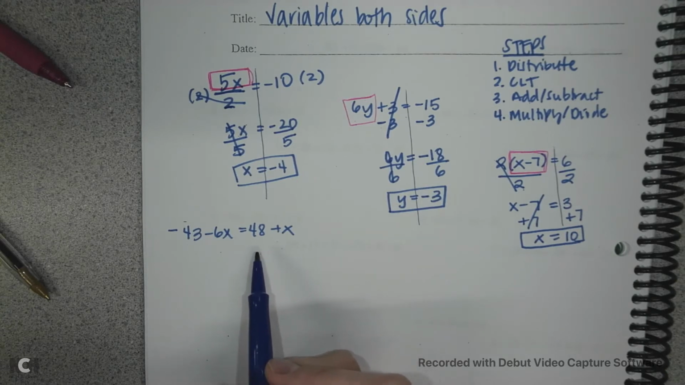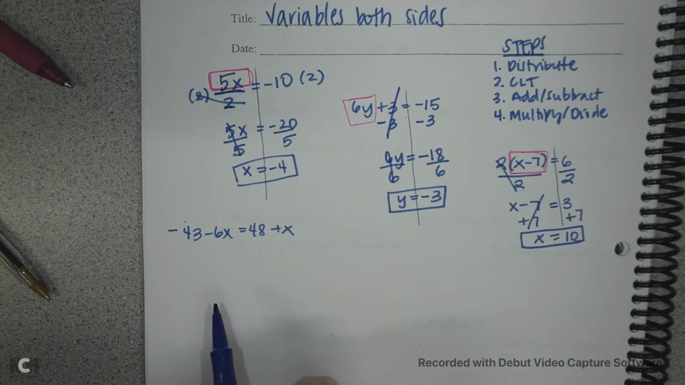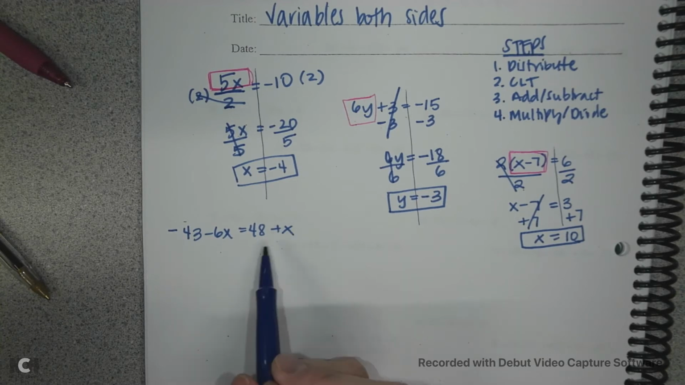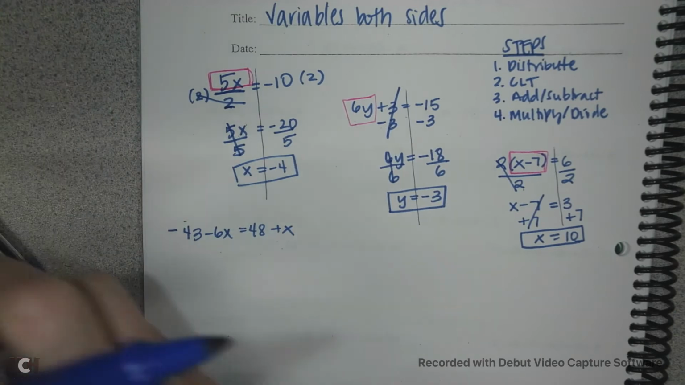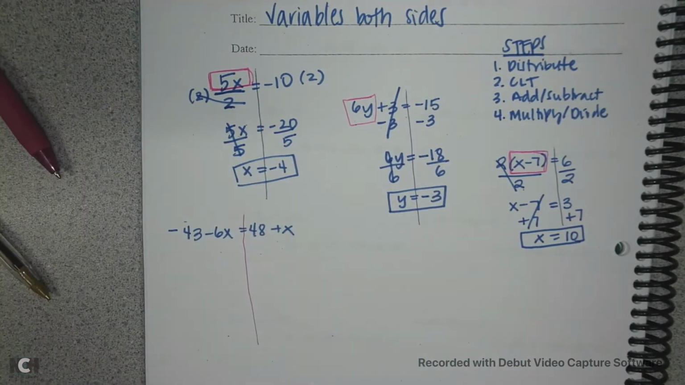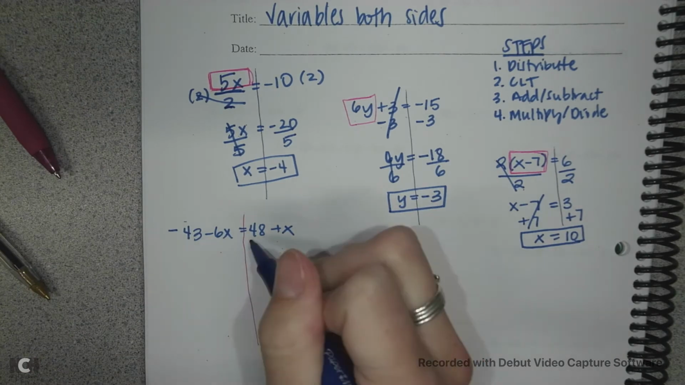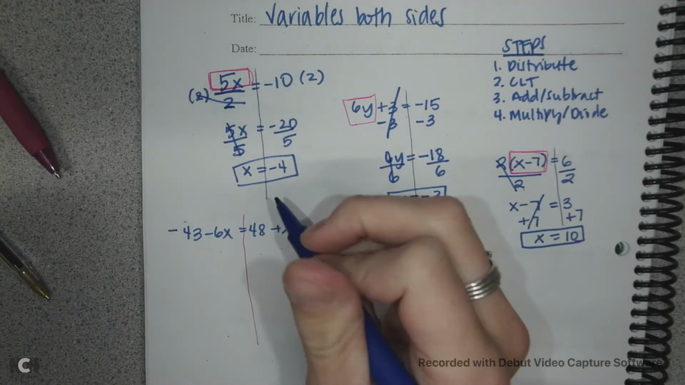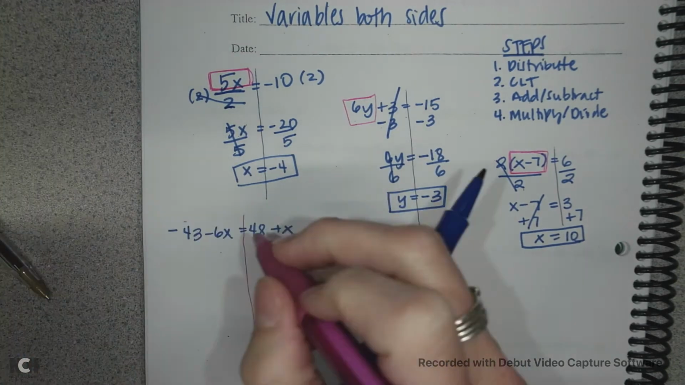So we need to get our variables together. We need to get rid of the x on this side so that it goes away. Okay, so we're going to draw this cute little line. We also need to get rid of our numbers. We need to move one to the other side and make them 0. So let's focus on this x right here.